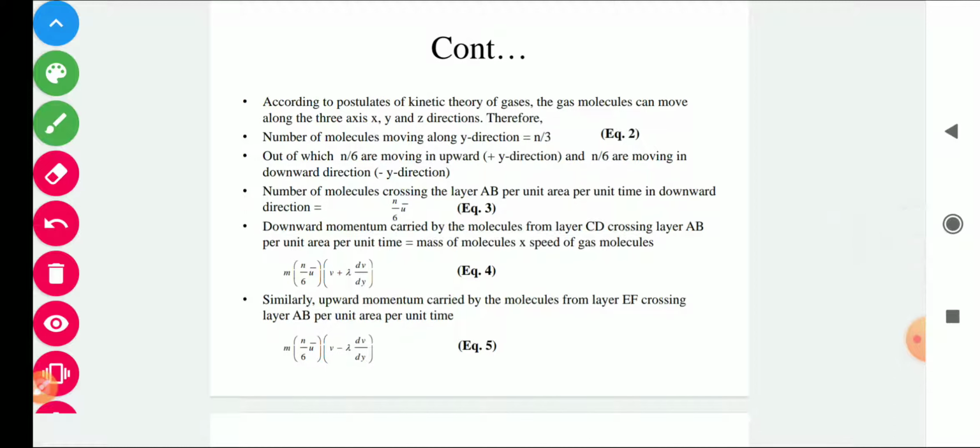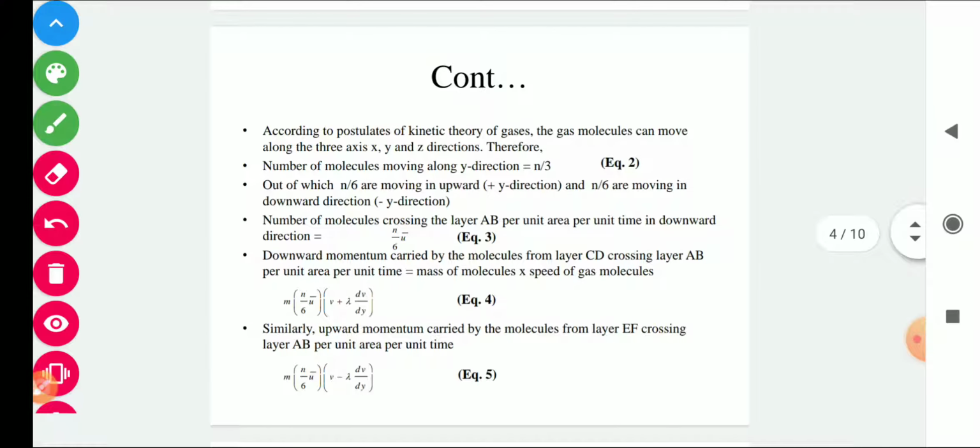So out of which n by 6 are moving in upward direction, that means in positive y direction, and n by 6 are moving in downward direction, that is negative y direction. Now the number of molecules crossing the layer AB per unit area per unit time in downward direction: the average velocity is u bar, and the number of molecules moving in downward direction is n by 6. So if we multiply the number of molecules by its average velocity, it will give the number of molecules crossing layer AB per unit area per unit time.